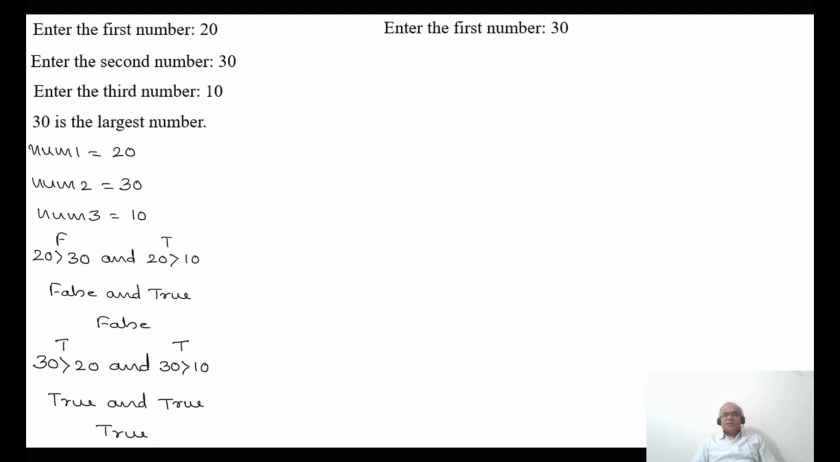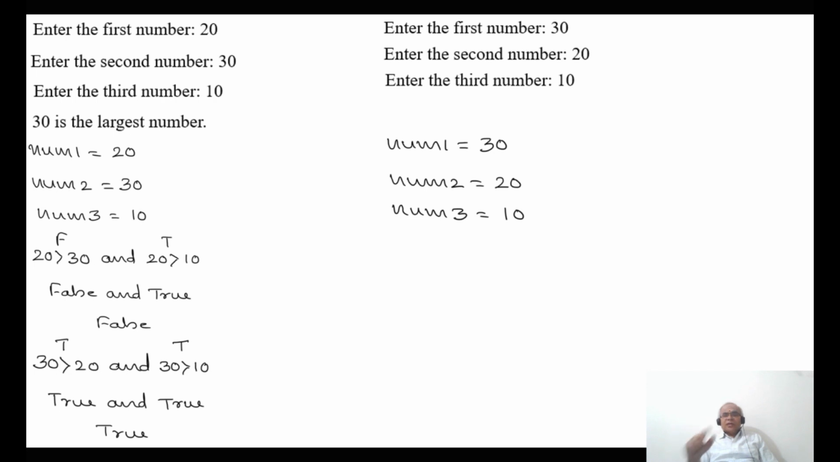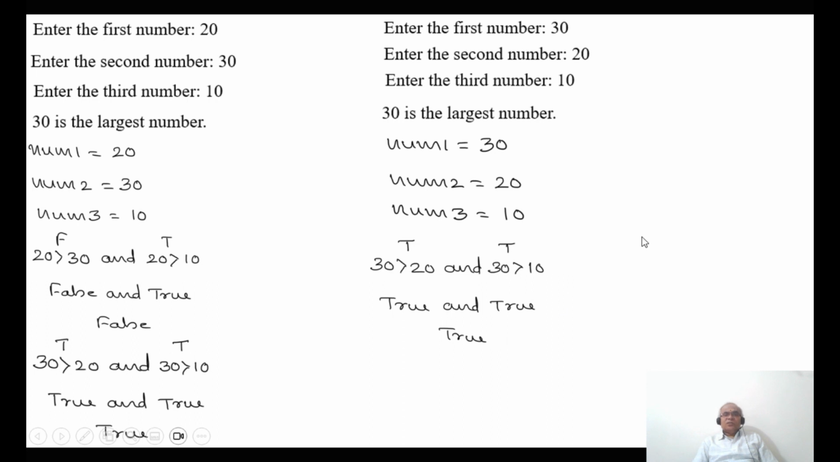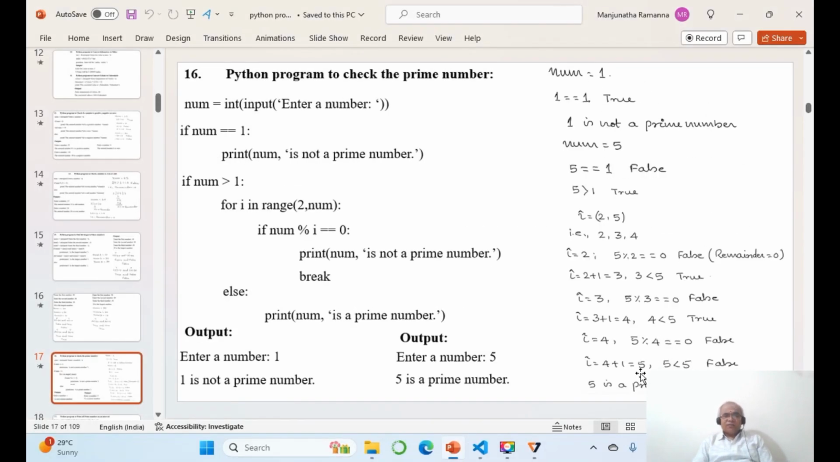Similarly, we are going to take one more case. Enter the first number as 30, second number as 20, and the third number as 10. So we are considering num1 is equal to 30, num2 is equal to 20, and num3 is equal to 10. So what we are trying to do is num1 is greater than num2 and num1 is greater than num3. Num1 is 30, greater than 20, condition is true, and num1 is greater than num3, 30 is greater than 10, both the conditions are true. So hence it is true. So 30 is the largest number. So the first condition itself is going to become true, and the remaining elif and else statements are automatically skipped. So this is how we will be able to find the largest of three numbers.